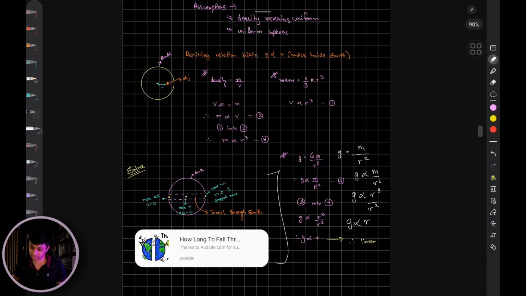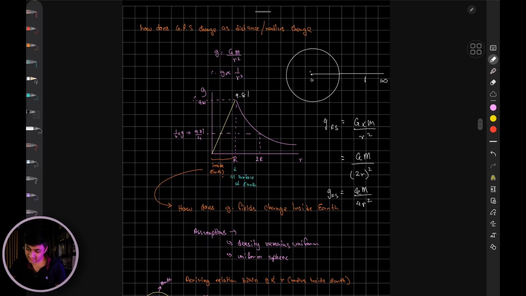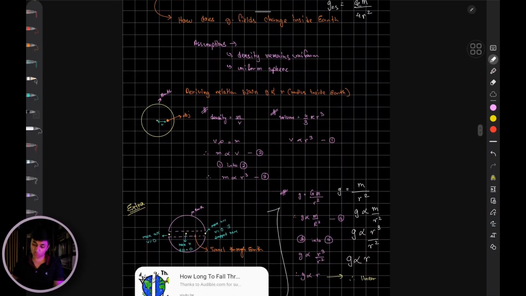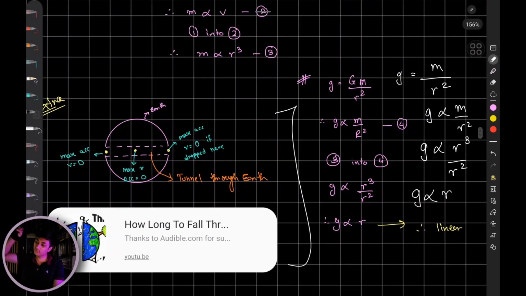So the other thing I mentioned, remember I just said that at the center, the value of gravitational field strength is 0. Now, what you can understand from that is, let's say you dig a tunnel through the center of Earth. In that case, what you're going to notice is if you fall through the center of Earth, right at the center, your acceleration is 0. Why? Because your force right at the center of Earth is 0.